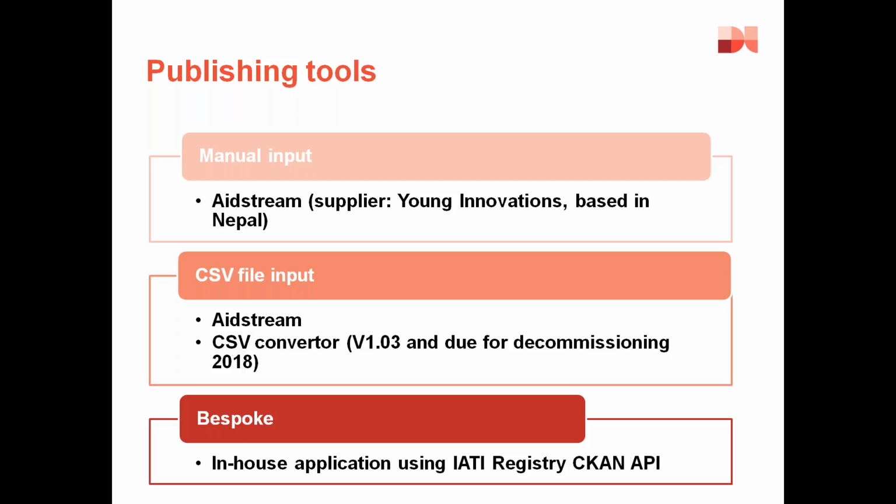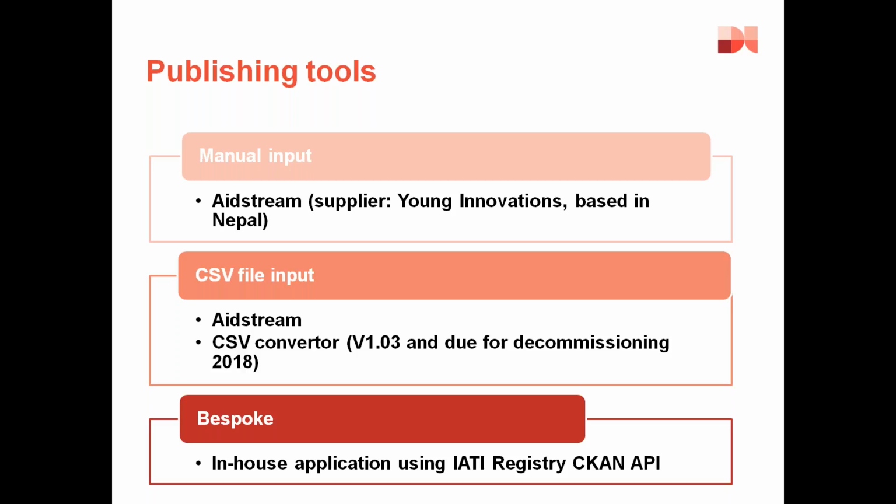It's free, it's online, so you can go onto the tool, create an account, and start publishing within the hour essentially. You can just type your information in, and you can also link your AidStream account through to your registry account, so that AidStream handles the timely, manual part that you would otherwise have to do of updating your registry account. So AidStream's great for that.